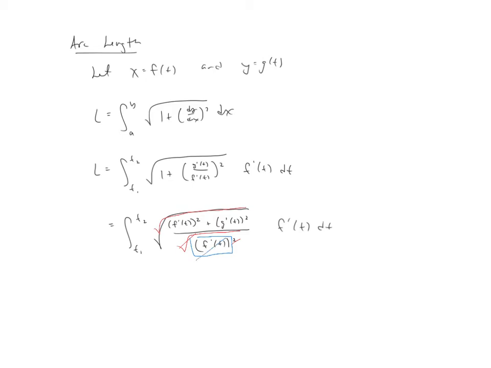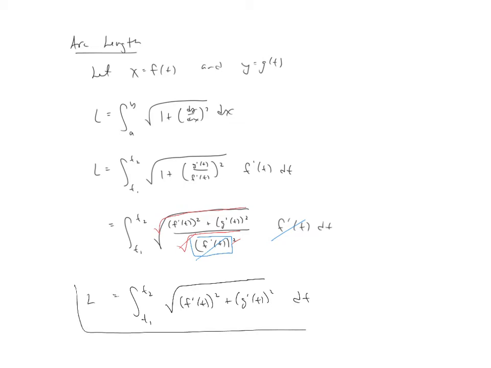So the f prime of t there and there would go away, leaving us now with what our final formula is going to look like. We're going to have this square root of f prime of t squared plus g prime of t squared, and our dt hanging out there at the end. So here's an arc length formula for having been given parametric curves instead of your normal x and y equations.